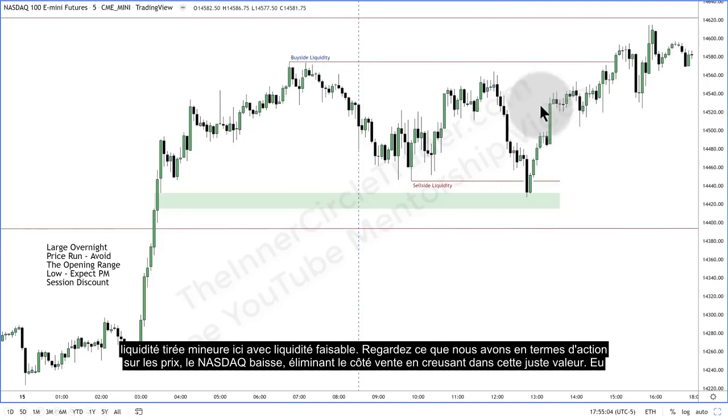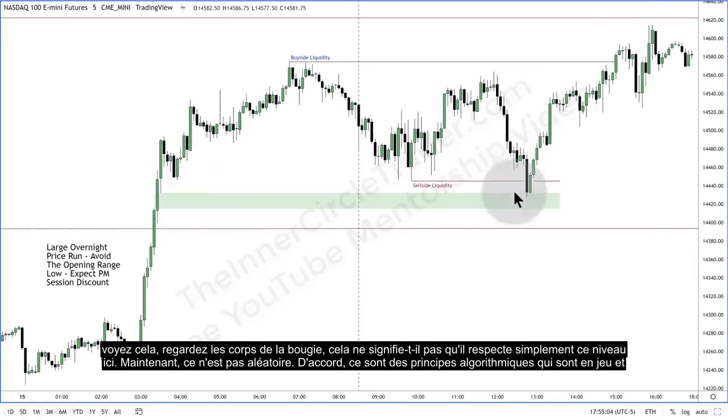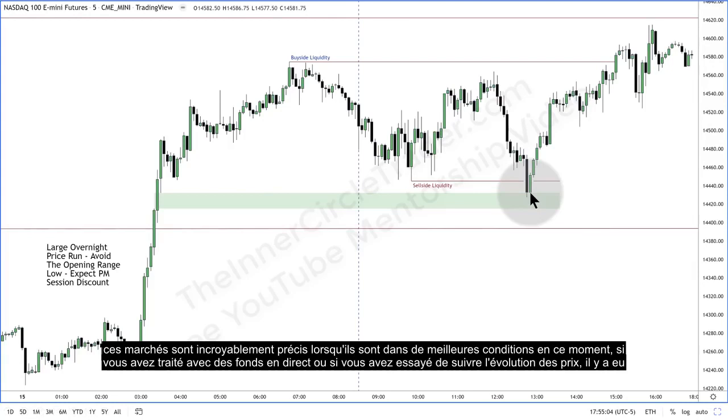Look what we have in terms of price action. The NASDAQ drops down, taking out the sell side, digging into that fair value gap. See that? Look at the bodies of the candles. Isn't that neat? How it just respects that level back here. Now that's not random. These are algorithmic principles that are in play, and these markets are unbelievably precise when they are in better conditions.